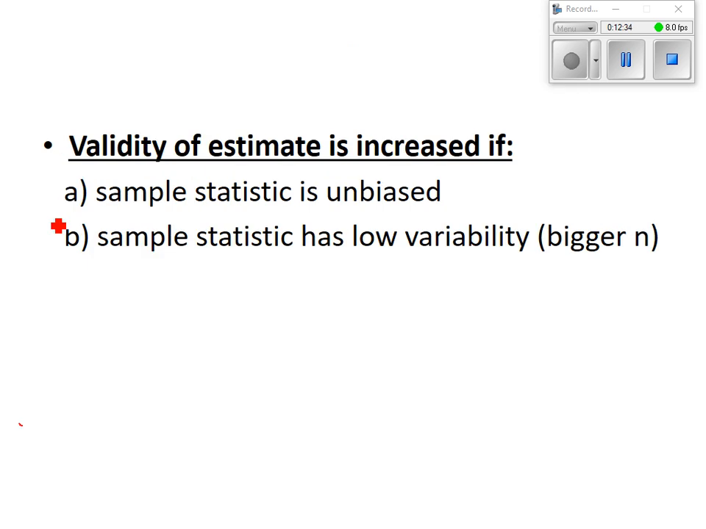The validity of the estimates. The validity of the estimate is increased if the sample statistic is unbiased. We'll talk a little about that. The main thing is, the bigger the N is, the better your estimate's gonna be. So if we can do 100,000 as our sample, then that's gonna make the estimate better. If we only do 30, then the estimate's not as good. So the sample statistic needs to be unbiased, and our sample size needs to be as big as possible. That just makes everything that we do more valid.